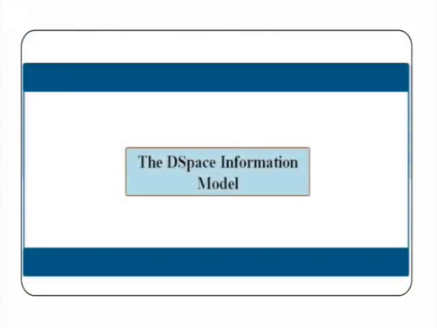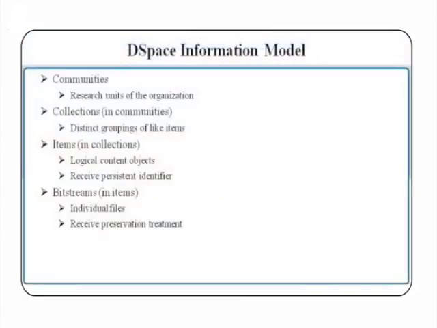An information model in software engineering is a representation of concepts and the relationships, constraints, rules, and operations to specify data semantics for a chosen domain of discourse. We will be discussing the information model of DSpace. The information model of DSpace is broadly divided into four components, that is, communities, collections, items, and bitstreams.